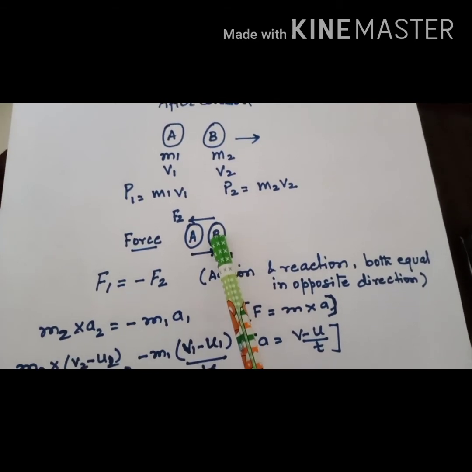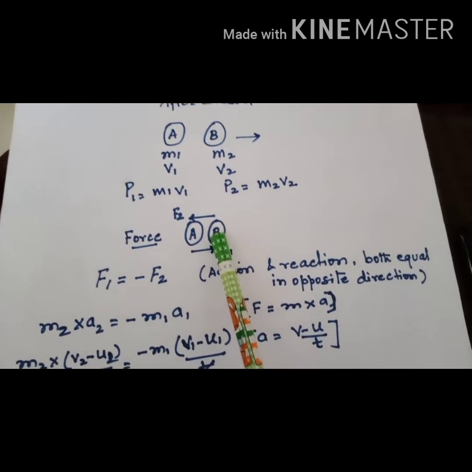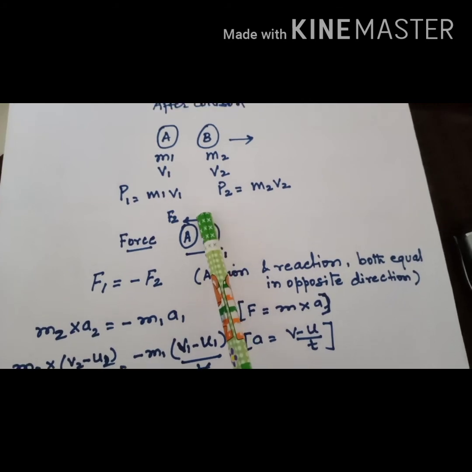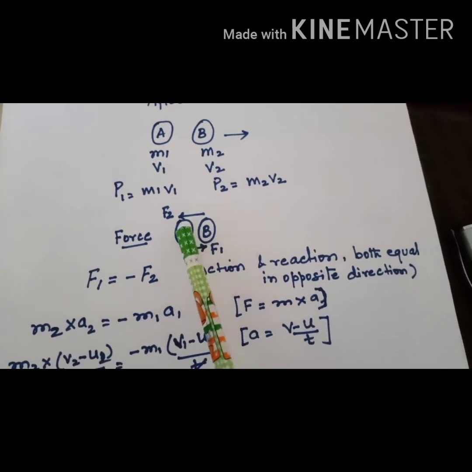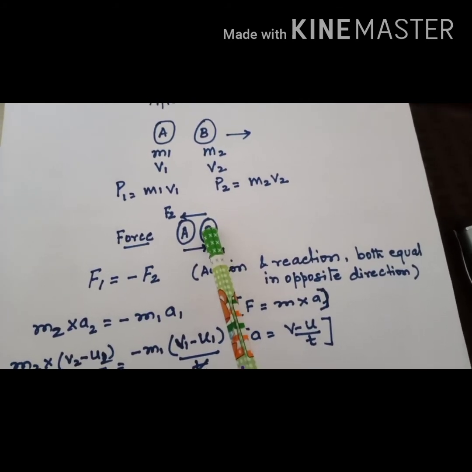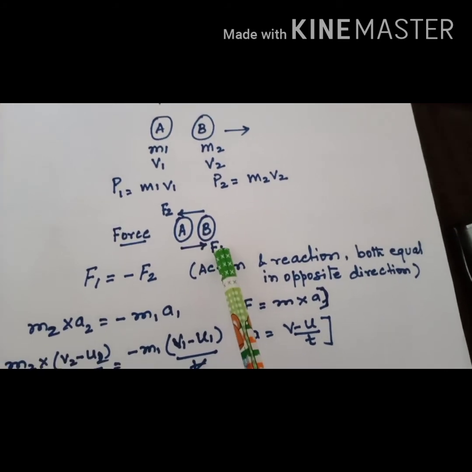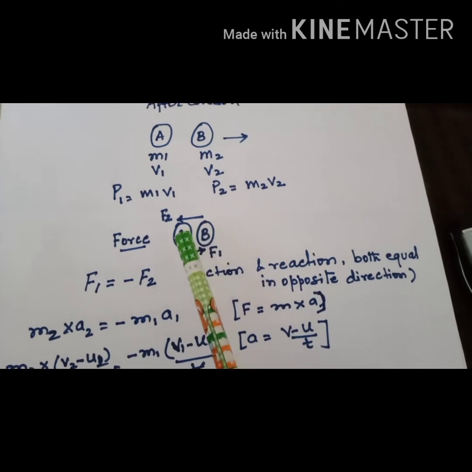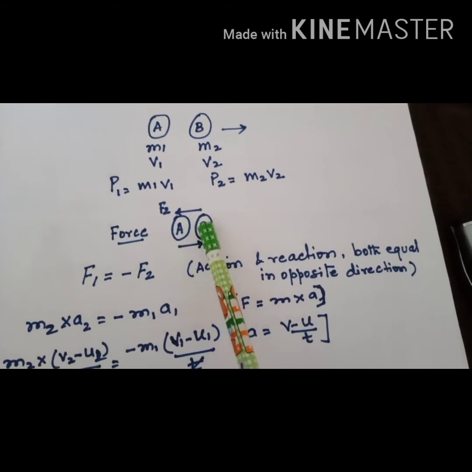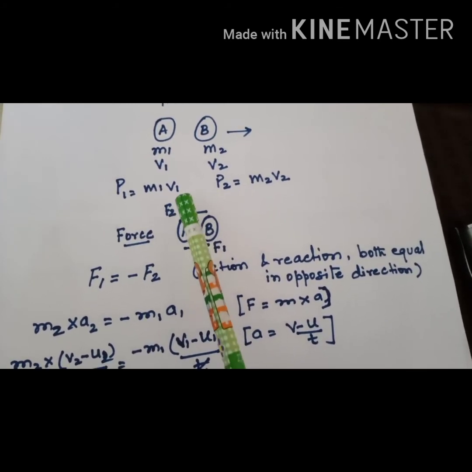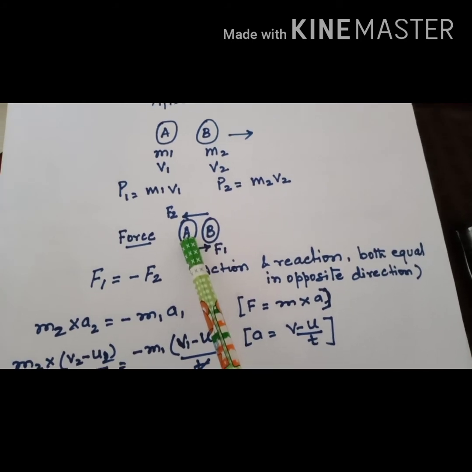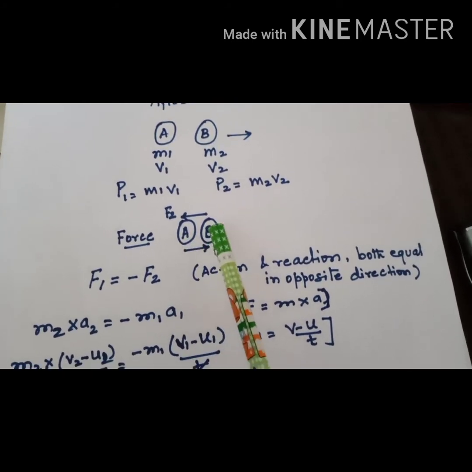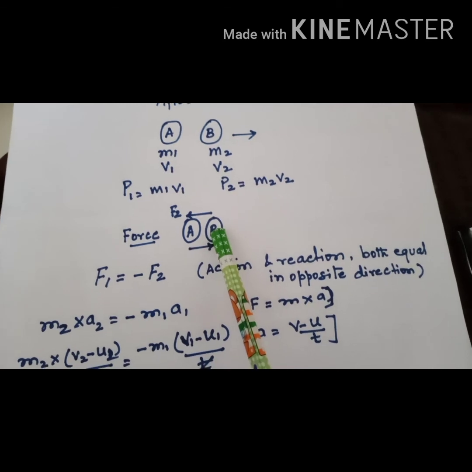Similarly, B will also apply an equal force on A. So F2 is the force on A which is applied by B. So remember students, the F1 force is on B because it is applied by A, and the F2 force is applied on A by B. Okay.